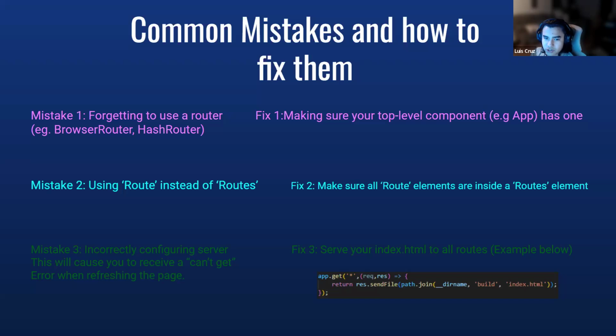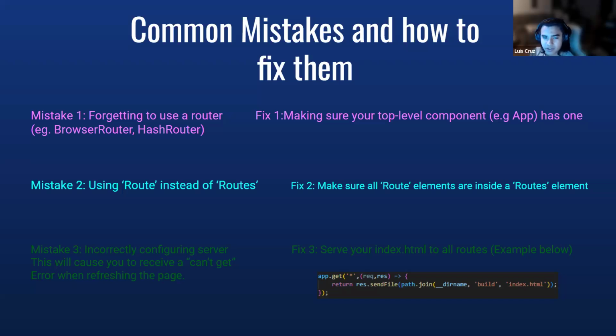You should always ensure that your top-level component, such as App, is wrapped in a router to provide the necessary routing context for the rest of your application. Another common mistake is using the Route component outside of or instead of a Routes component. In React Router, all Route components must be nested inside a Routes component. To fix this, simply make it a conscious decision when trying to handle routing.